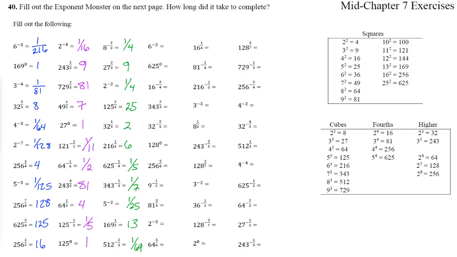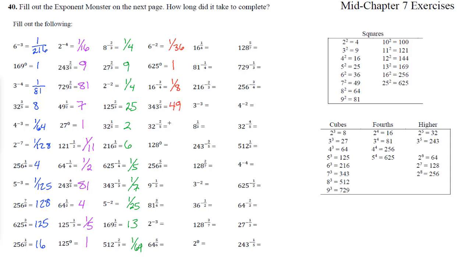Now the next column, 6 to the negative 2 power, that's 1 over 6 squared, which is 1/36. 625 to the 0 power is 1. 16 to the negative 3/4, that's 1 over the fourth root of 16, which is 2, cubed is 8, so 1/8. 343 to the 2/3 power, that is the cube root of 343, which is 7, squared is 49.